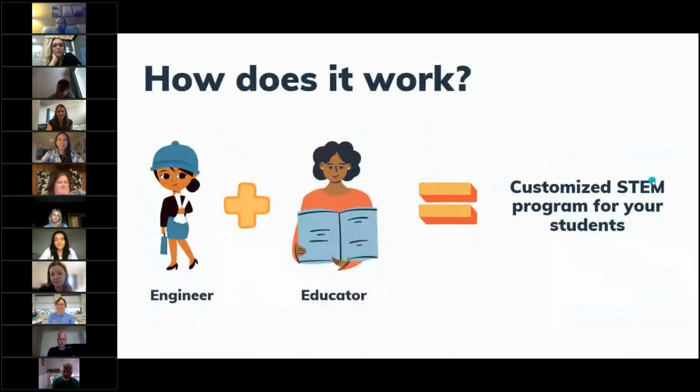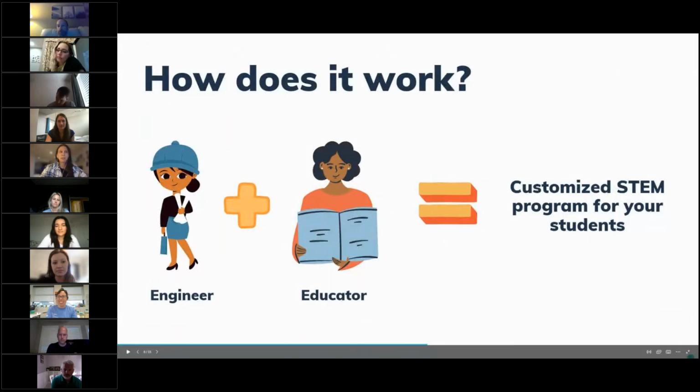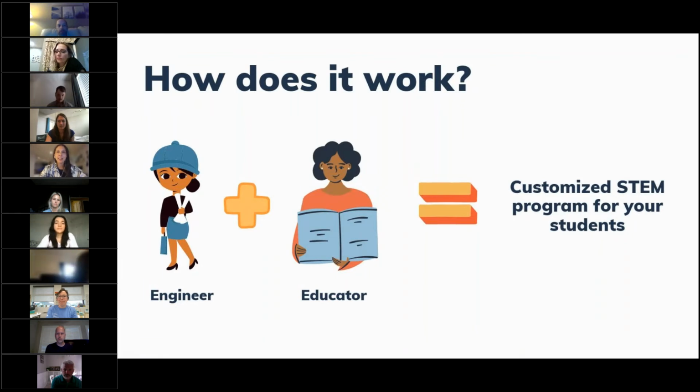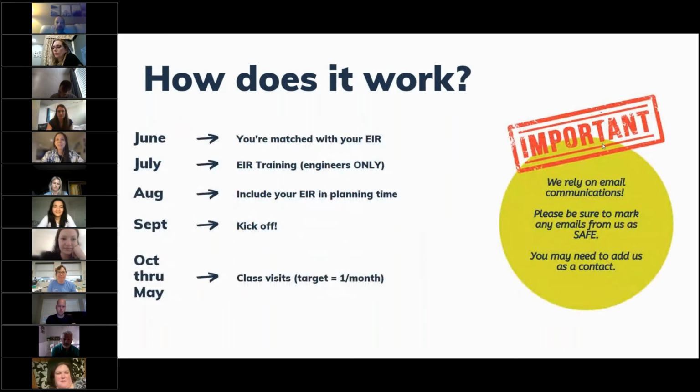So let me just kind of jump right in here. How does it work? So basically, you get assigned an engineer, or sometimes you'll hear us say you get matched. You get matched with an engineer whose role is to help you by creating a customized STEM program for your students. And right now, Avery and Milan are working very hard to take all of the information that you provided on your intake application form.